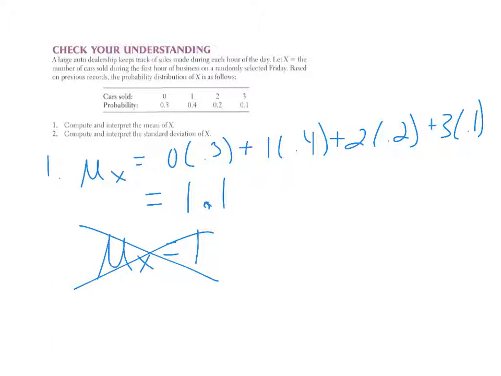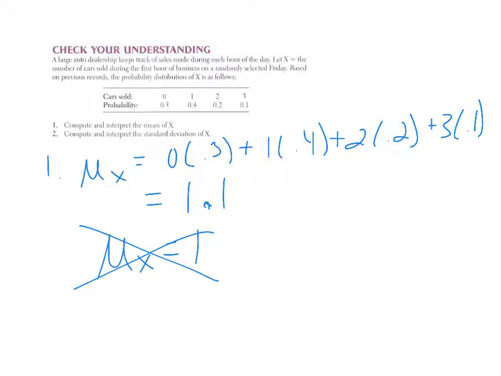So what that means for our interpretation is that after many, many, many Fridays, and you can't forget that, remember our context, so many, many, many Fridays are randomly selected, the average number of cars that will be sold will be 1.1. Remember, because this is probability, we need to think on the long term, not on the short term.